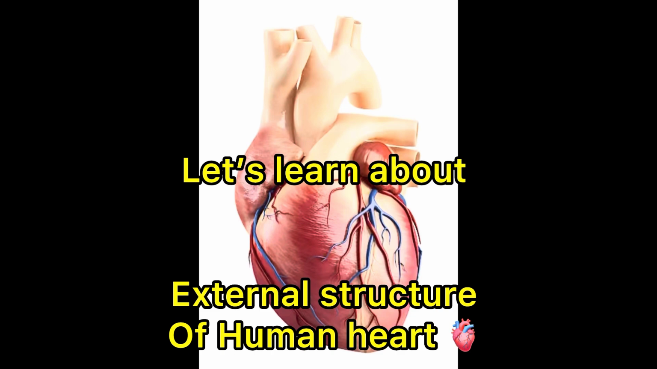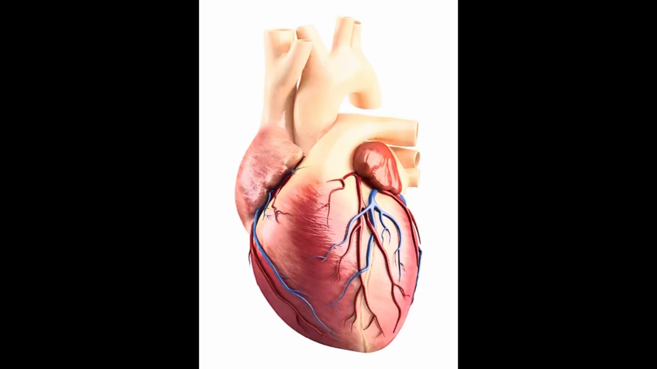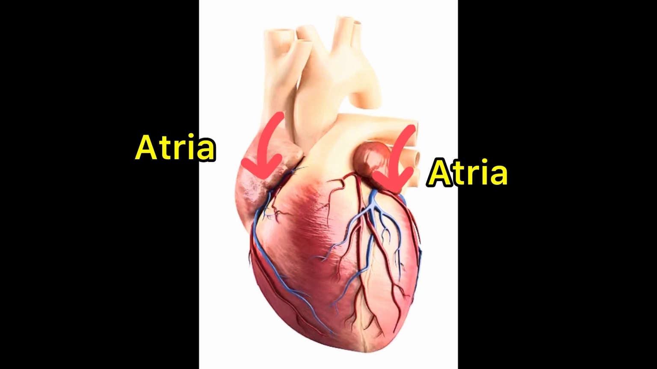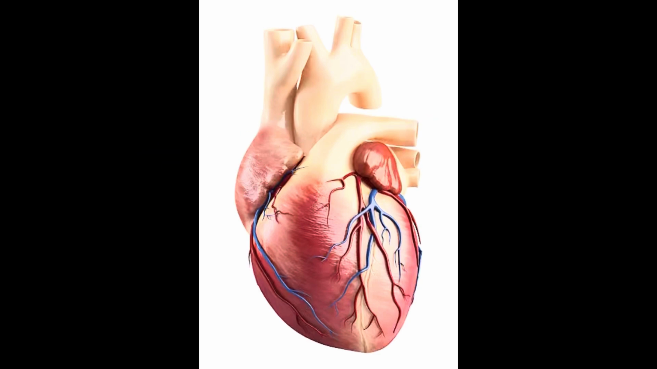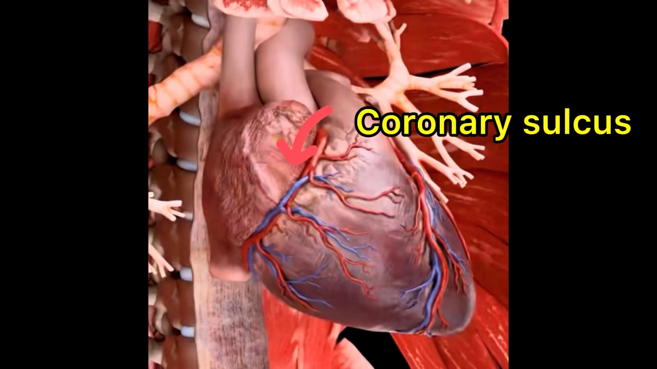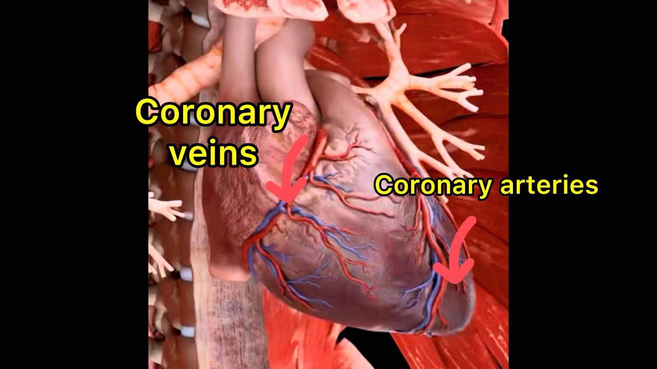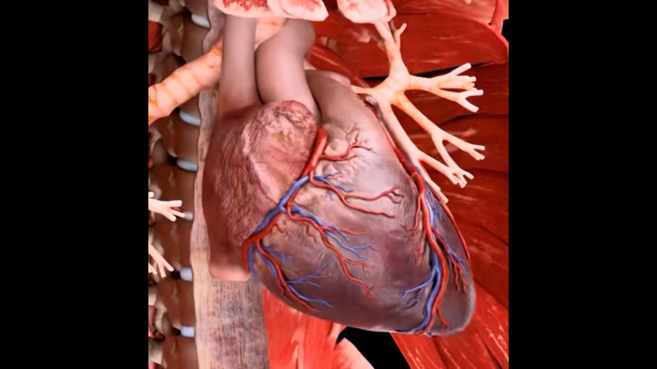Now let's learn about the external structure of human heart. Human heart is 4-chamber. Two superior chambers are called atria or auricles, and the inferior two are called ventricles. Externally, atria are separated from ventricles by a transverse groove called coronary sulcus or atrioventricular groove. Coronary arteries and coronary veins run through these sulci.